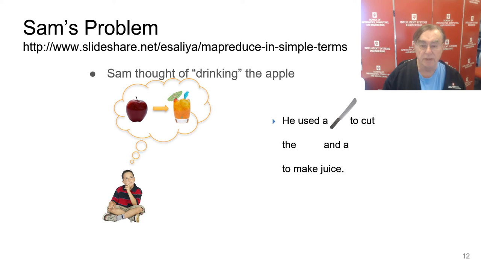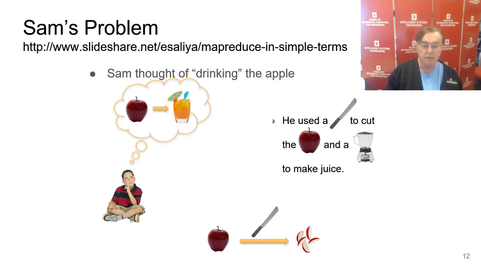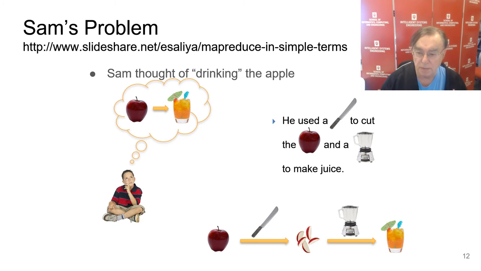So here we have it. Illustrated here by Sam, who is trying to have some juice made from the apple. And so this is a sequential Sam. He is just making one juice from one apple.